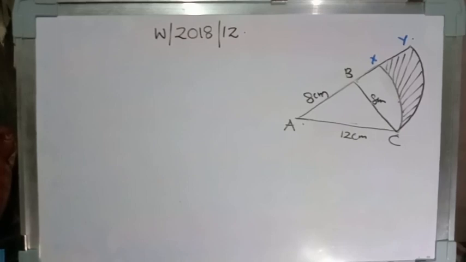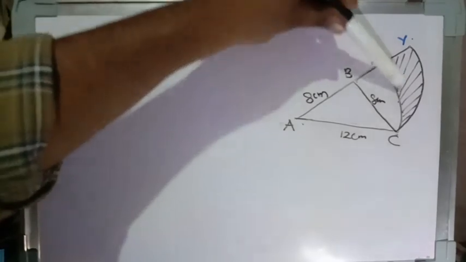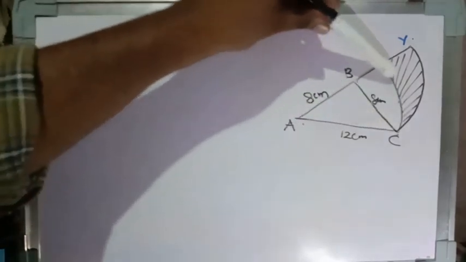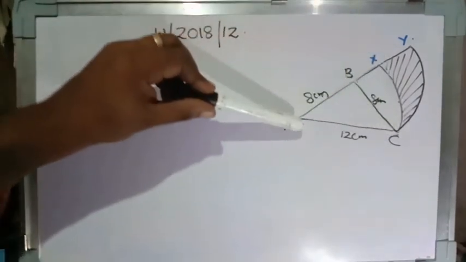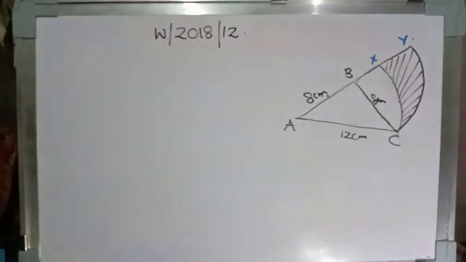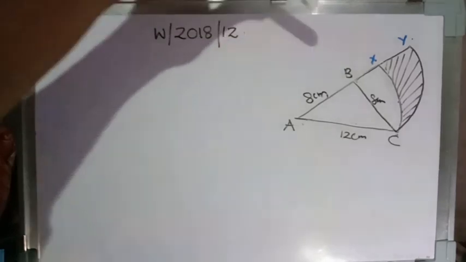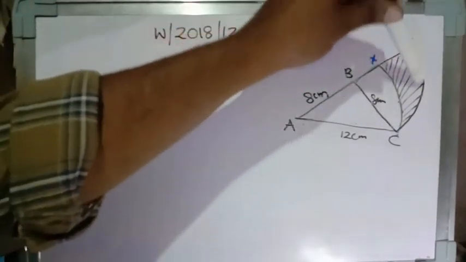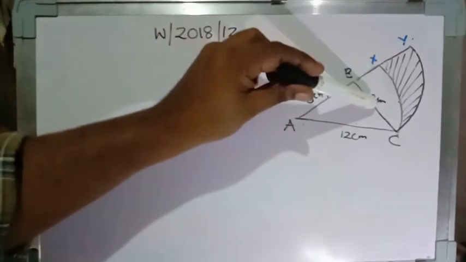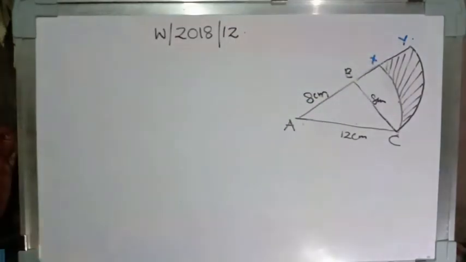When you look at this picture, you can find AXC is a sector with radius 12 centimeter and BYC is another sector with a radius of 8 centimeter, and in both the sectors we do not know the angles. So that may be one of our tasks to find out.